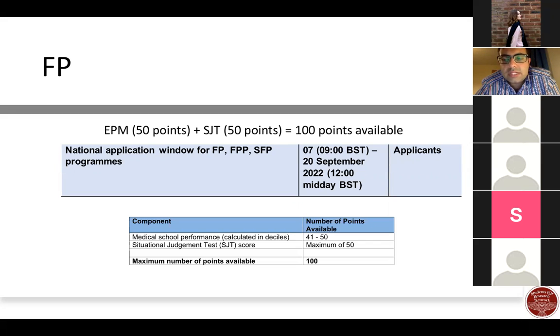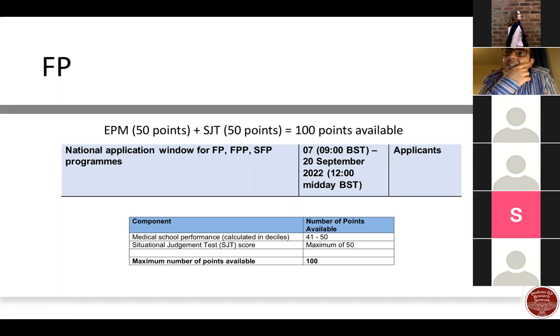I believe due to the national mourning period and the Queen's funeral on the 19th, they have extended that for a day. But I think it's the 21st now. I haven't had the chance to double check, and sorry, I didn't have the chance to update the slides as well. I just read that last night. Okay, so then you have your medical school performance, 41 to 50 as we discussed, and then the SJT, and then you end up with a total score.